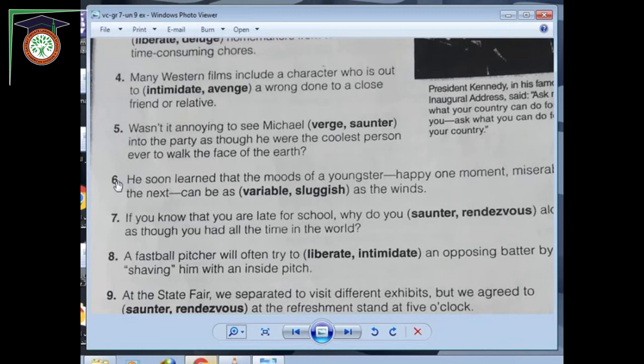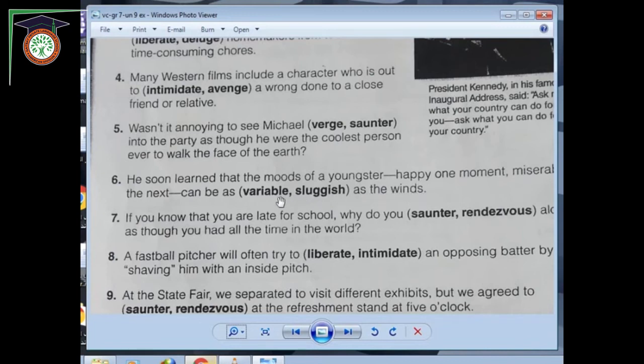Number 6, he soon learned that the moods of a youngster, happy one moment, miserable the next, can be as variable or sluggish as the winds. I don't understand this sentence. Alright, I agree with you. It is long, but I can pick some clues to help me. What is this word? Winds. As winds, so can be as what? You know winds?